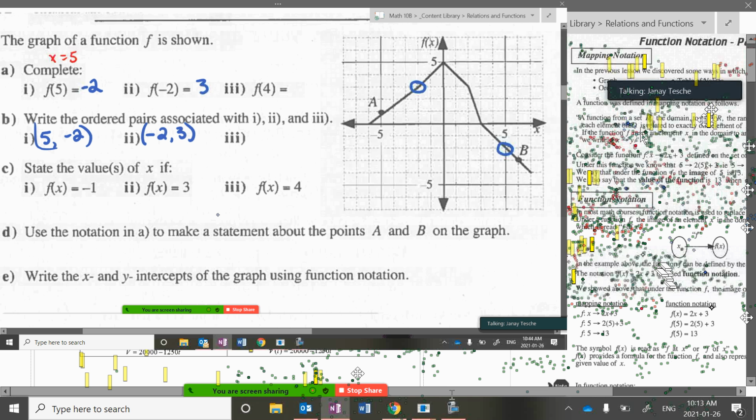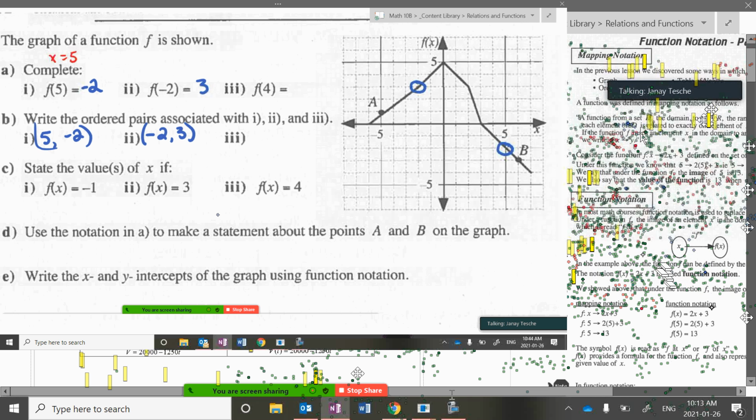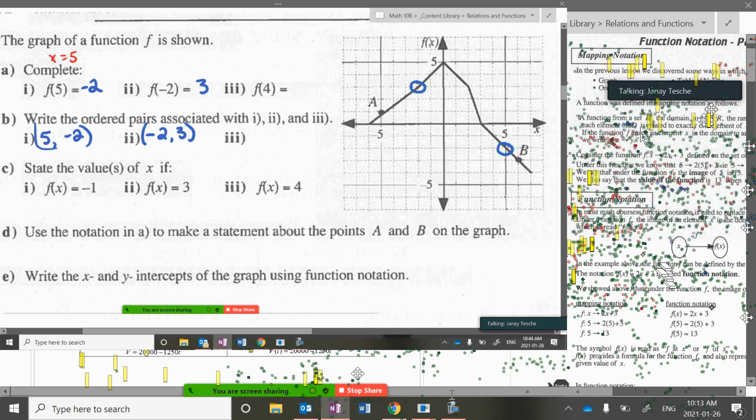It's the same thing, just a different way of asking. f of 4, so go horizontally to 4. Find your y value, and that's going to be at -1. So I would have coordinates at 4 and -1.